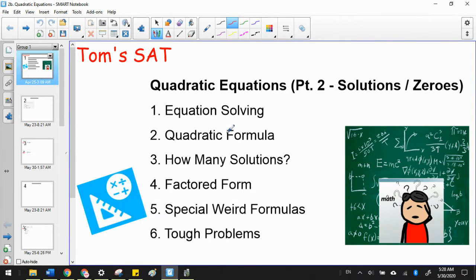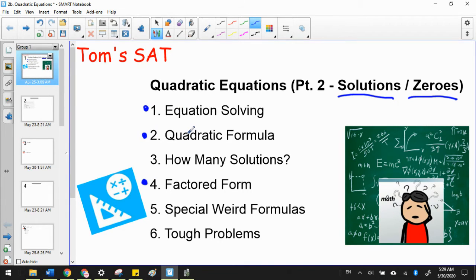Hello guys, today we are going to go into the concept of quadratic equations, and instead of talking about the graphs and how the function looks on a graph, we're going to explicitly work on the concept of finding solutions, also known as zeros, when it comes to quadratic equations. The main techniques that we're going to deal with are solving through basic equation solving, using the quadratic formula, and the factor form.